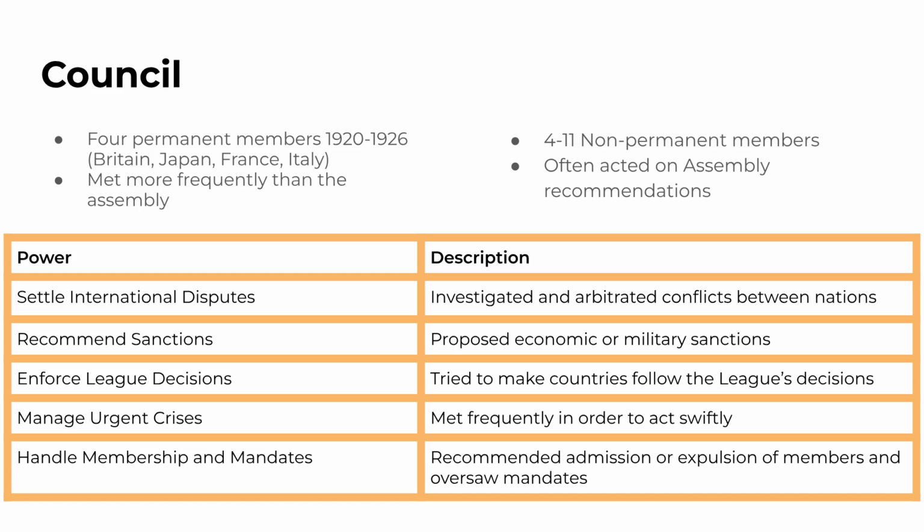Because it met more regularly than the Assembly, it was better positioned to respond swiftly to international crises as they arose. Additionally, the Council had a hand in managing League membership and overseeing the administration of territories placed under the League's mandate system.